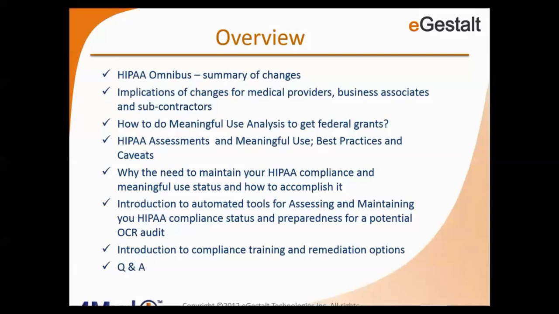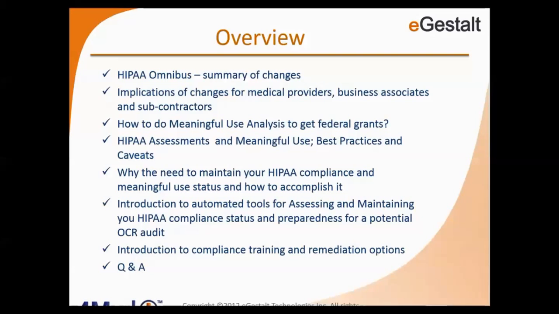And we'll talk about best practices, any caveats that come with it in terms of when you're going through the HIPAA assessment process or when you're applying for meaningful use. So what are the real-world experiences that you want to look out for and adopt as part of your process is going to be mentioned here. And then we'll have some coverage on why the need for doing continuous monitoring and continuous compliance, because security and compliance is a journey. It's not a one-time thing that you do and forget about it. So we'll talk about why there is a need to do it continuously.